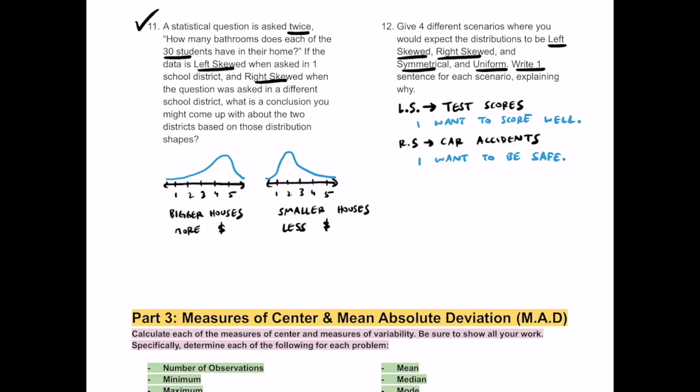Okay. The next one is going to be symmetrical. I'm just going to write SYMM for symmetrical. And where might that be distributed? Kind of like the same. I don't know, just like heights of people, right? If you were to do it randomly and you randomly chose people, and you found out all of these people's heights, and why would the height maybe be uniform or symmetrical?